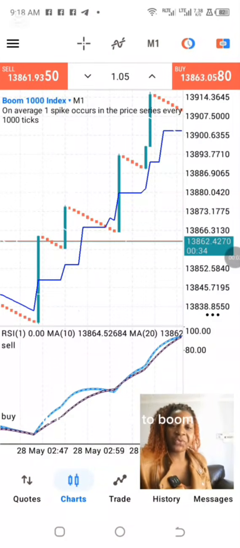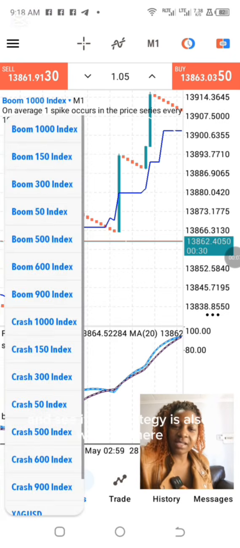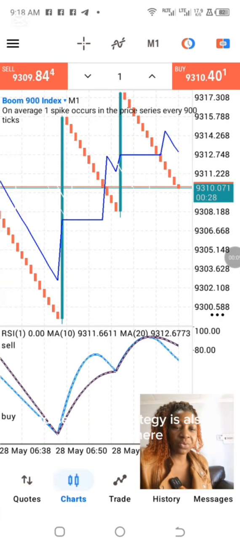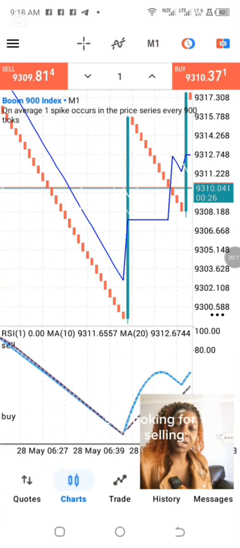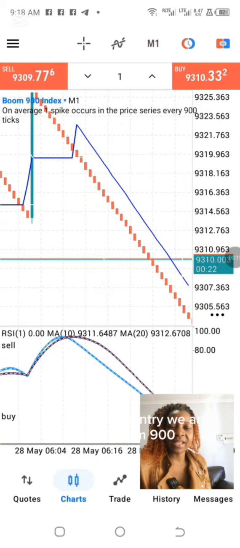Now let's move on to Boom 900. Let's go to the Boom 900 chart and see if our strategy is also working there. We are still in Boom, so we are still looking for conditions for selling. Here is a perfect entry. We are now in Boom 900.